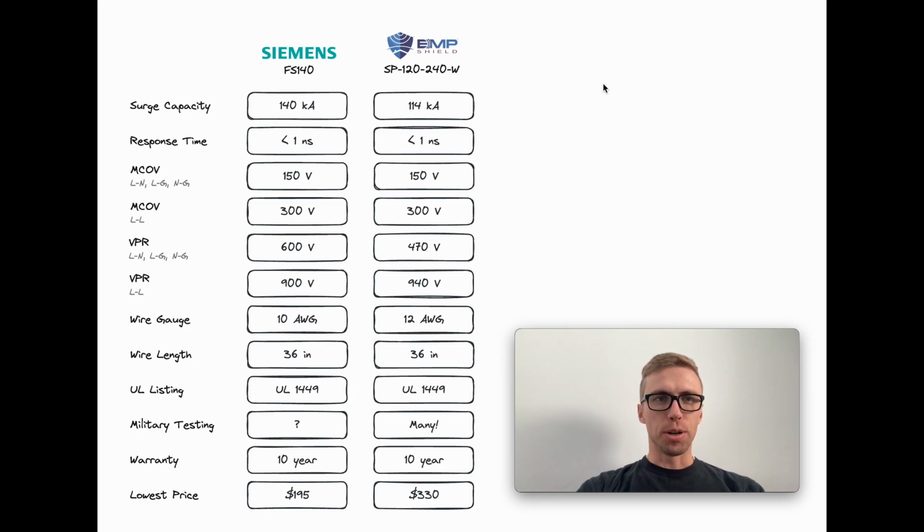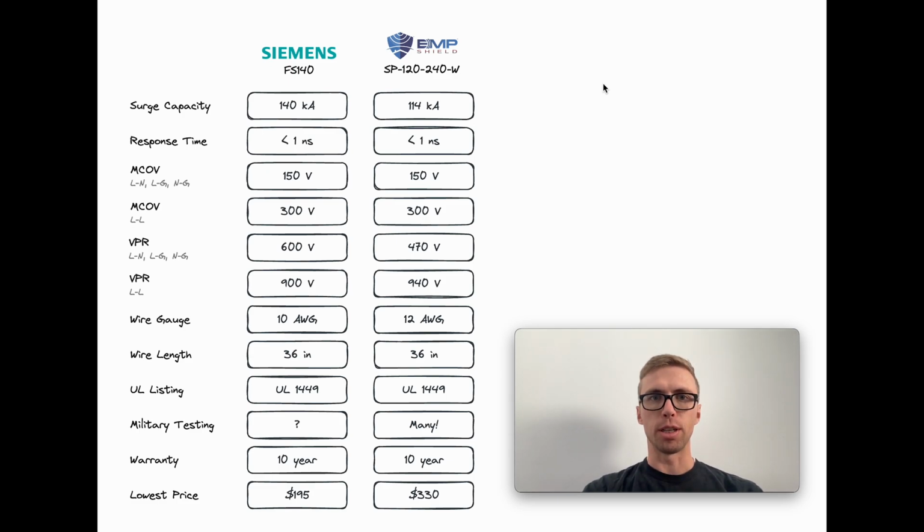Okay, so I'm going to go over two different surge protection devices that I've been comparing for our home. On the left, we have the Siemens FS140. On the right, we have the SP-120-240-W from EMP Shield.